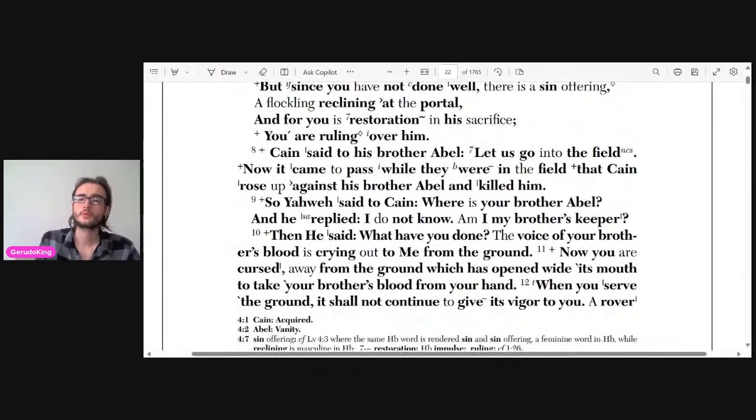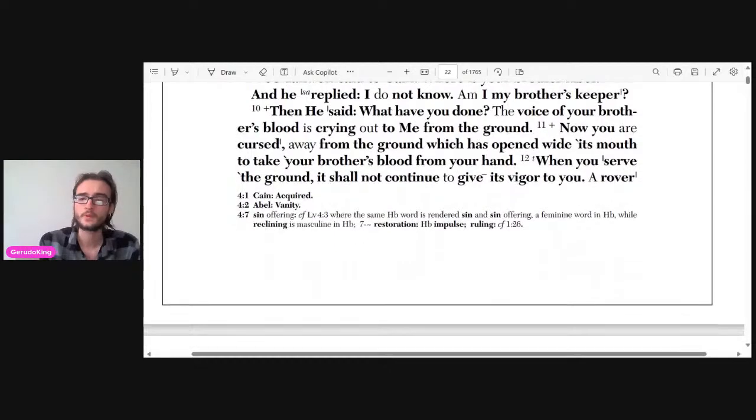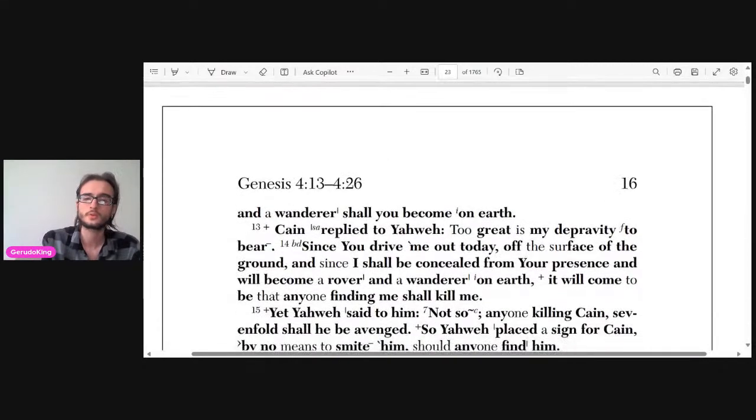Cain said to his brother Abel, Let us go into the field. Now it came to pass while they were in the field that Cain rose up against his brother Abel and killed him. So Yahweh said to Cain, Where's your brother Abel? And he said, I do not know. Am I my brother's keeper? Then he said, What have you done? The voice of your brother's blood is crying out to me from the ground. Now you are cursed, away from the ground, which has opened wide its mouth to take your brother's blood from your hand. When you serve the ground, it shall not continue to give its vigor for you. A rover and a wanderer shall you become on earth.